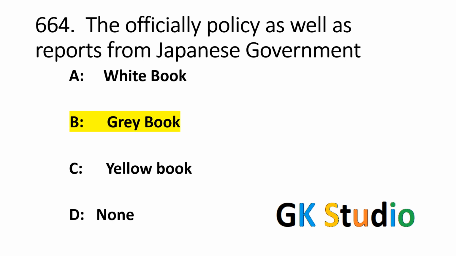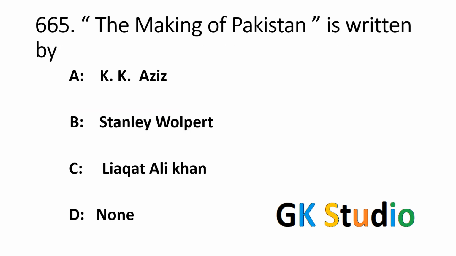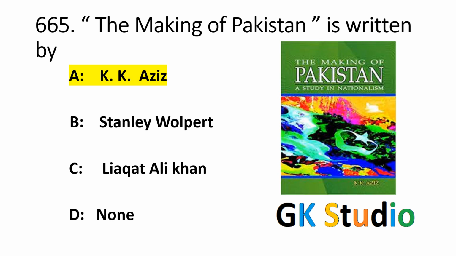Official policy as well as reports of the Japanese government are written in the Grey Book, which is famous as the Grey Book. The famous book The Making of Pakistan is written by K.K. Aziz, Stanley Wolpert, Liaquat Ali Khan. The correct answer is K.K. Aziz. The Making of Pakistan, the famous book, is written by K.K. Aziz.